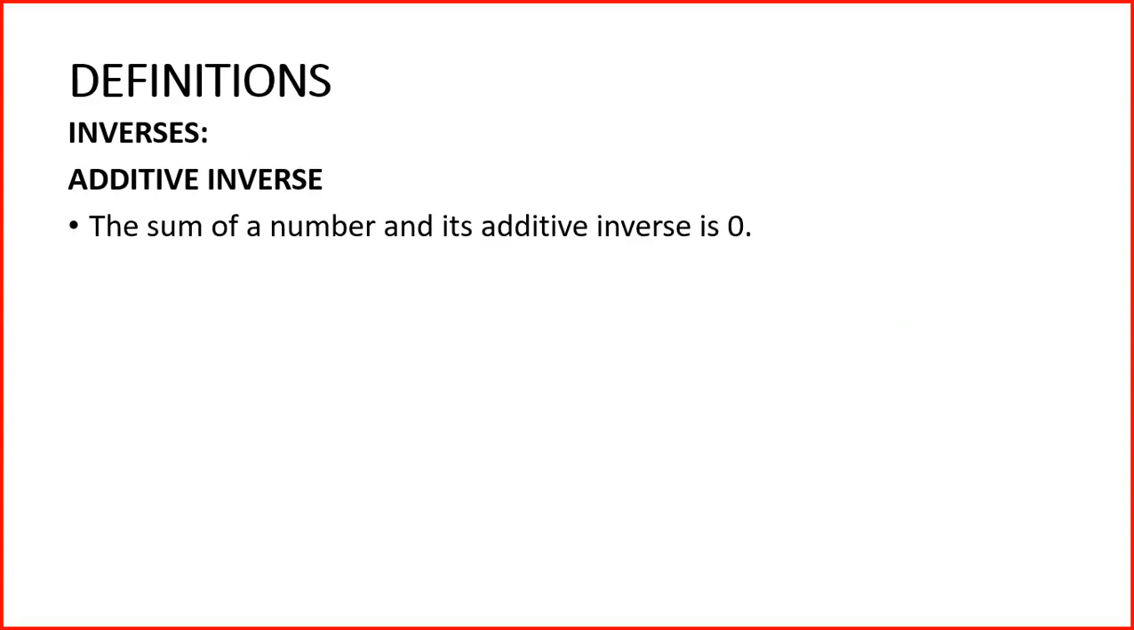I'll start with additive inverse. Additive inverse is basically negative. If you don't add, you subtract. If you don't multiply, you divide. If you don't subtract, you add. If you don't divide, you multiply. So those will be the additive inverses.